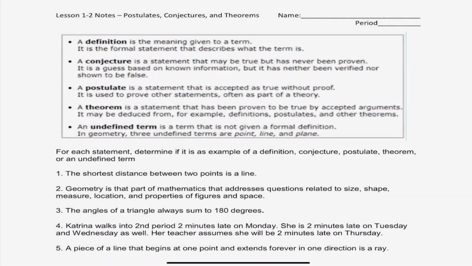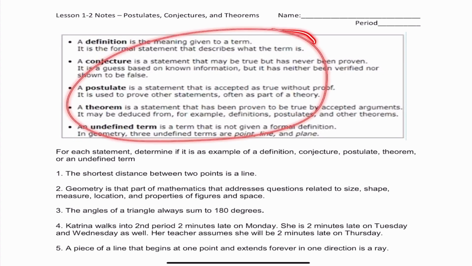Alrighty, today I want to go ahead and discuss 1-2, definitions, postulates, conjectures, and theorems. I don't expect you to understand all of this in one day. I know this stuff is going to be pretty confusing, but I just want you to be aware that these things exist as we progress through the course. So let's go ahead and take a look at all these objects that we have here.